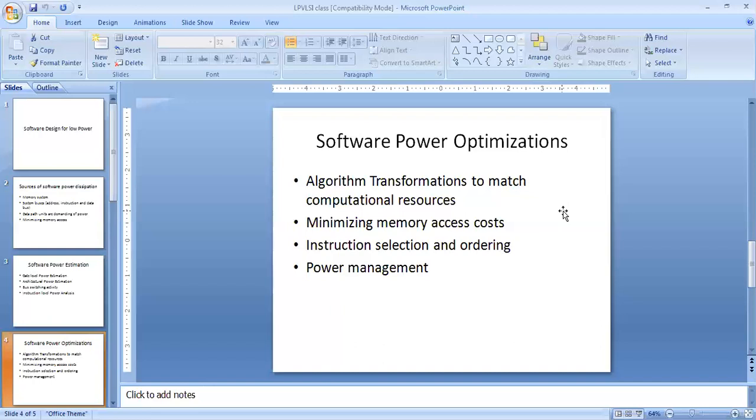Now, there are four techniques available to optimize the software power. First one is algorithm transformations to match computational resources. One impact of algorithm design is the memory requirement. Another impact is on the efficient use of computational resources.